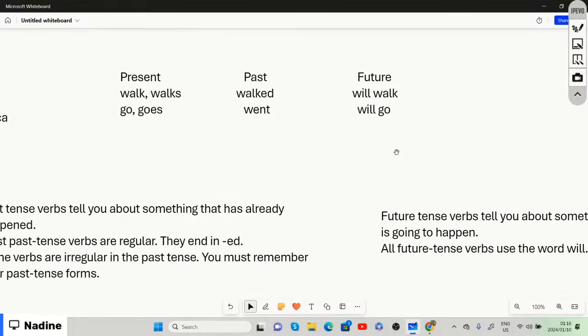So now if we look at these words, we made mention of the present tense that shows that something is happening now. Past tense, which shows that something has already happened. And then we have the future tense that tells us about something that is going to happen.